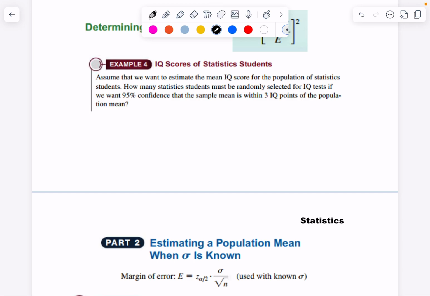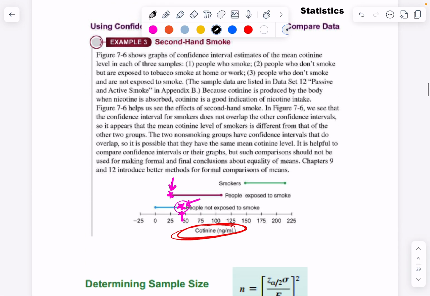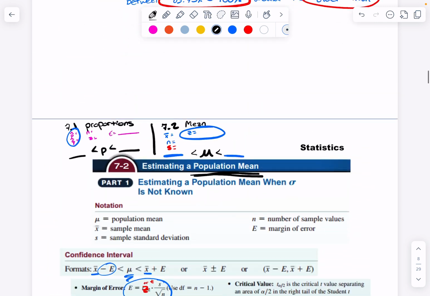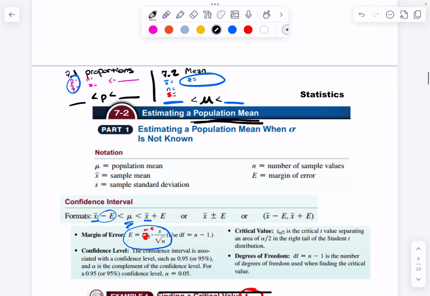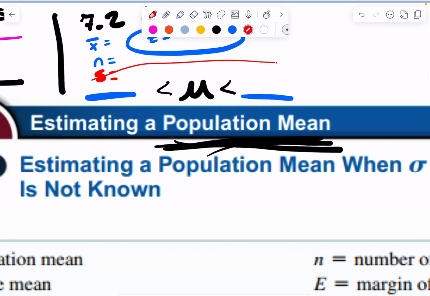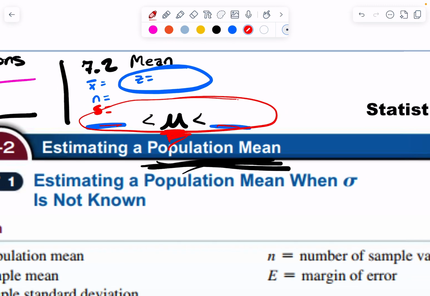Okay, stats. We're in the second half, or the last two examples of 7.2. We're talking about population means and estimating population means. And yesterday we were talking about creating your confidence interval, which should look something like this, where you're trying to estimate the population mean mu, and trying to find those two values on either side based on your error.